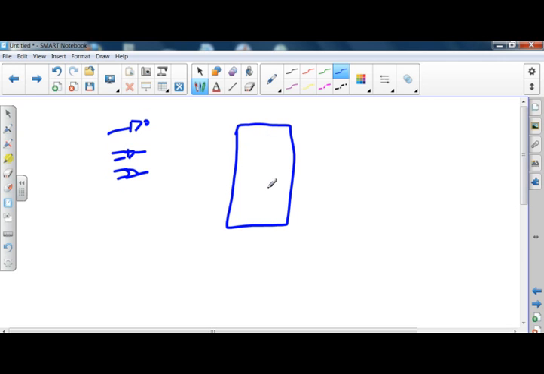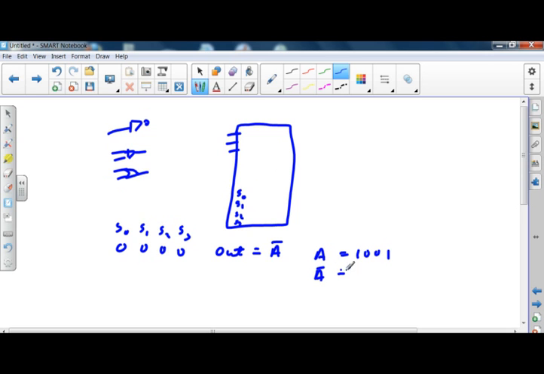So, if we want an inverter, we're going to have selection inputs, S0, S1, S2, S3. If we have zeros on each of those, then my output is just going to be an inverter. I'm going to invert the A signal. So here's my A signal up here. My A is 1001, and I do 0, 0, 0, 0. This becomes an inverter. I get A naught, which is going to be 0, 1, 1, 0.